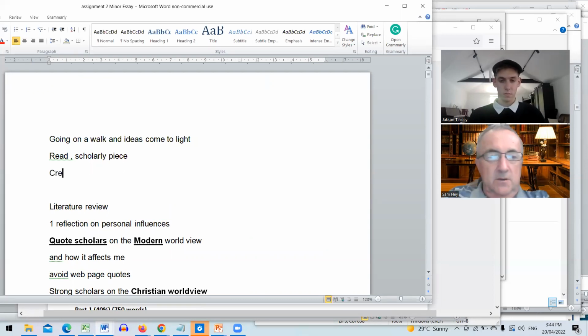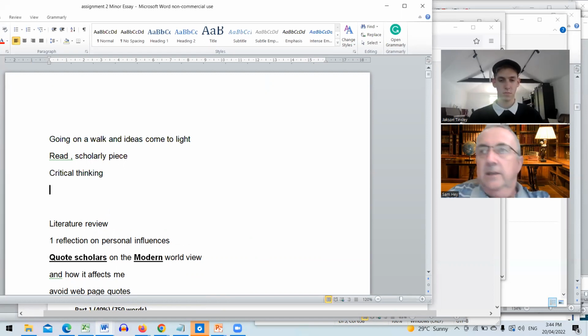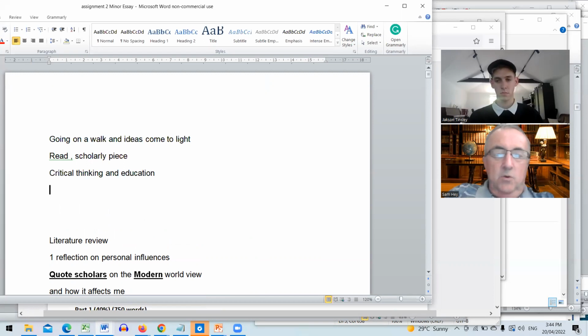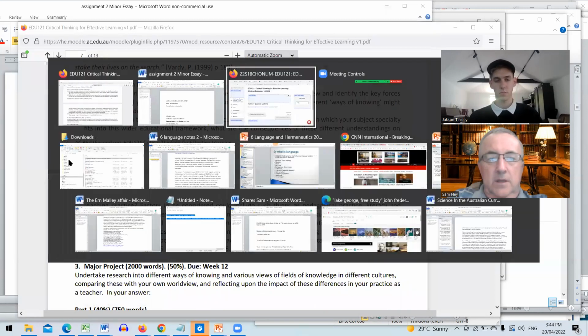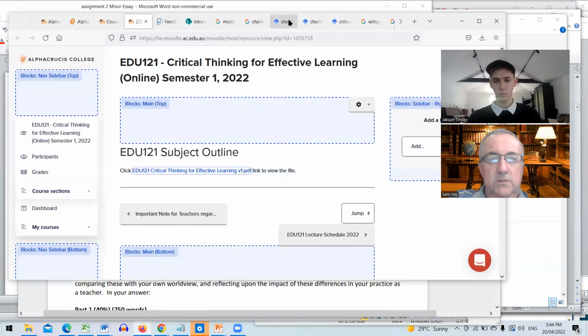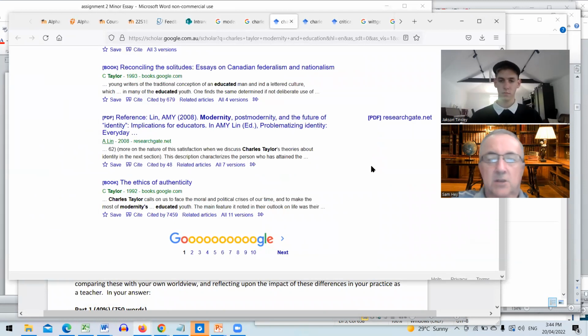So we might read something on critical thinking and education, and there'll be some ideas come to us there. And I would then say keep a page, perhaps, where I write notes on critical thinking and education. And then I would always save the website where I go to that has that resource. And then I come across, say, Charles Taylor, Modernity. So I might start writing notes on modernity and collecting that. But again, always saving the website.